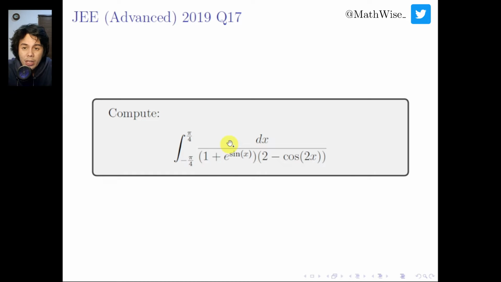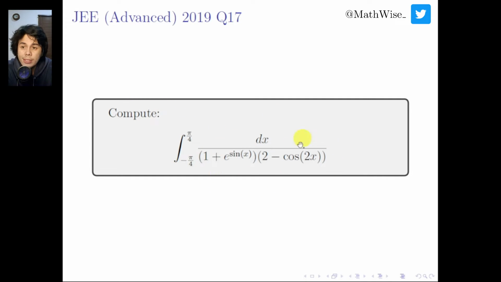Okay, hello, welcome back. So this time we'll work on a problem from India. That is the Indian JEE Advanced 2019 question 17. JEE stands for the Joint Entrance Examination for the Indian Institutes of Technology, one of the top universities in India. And this is the problem.